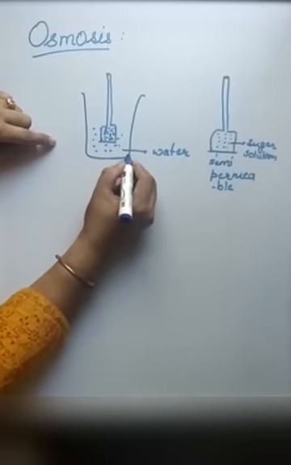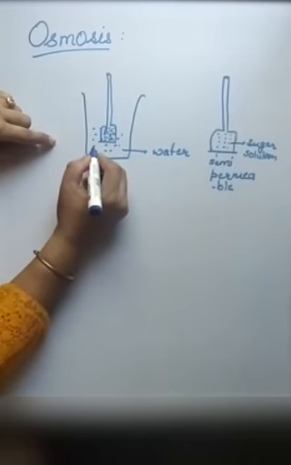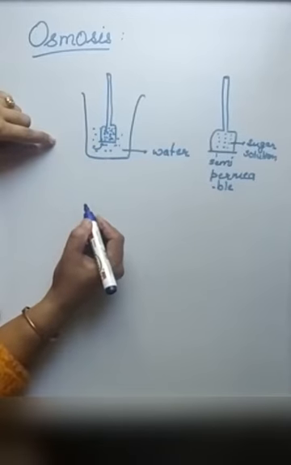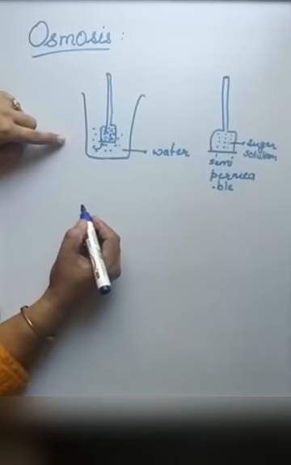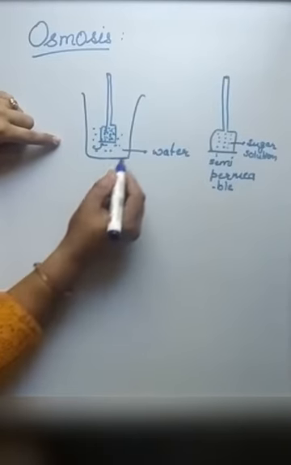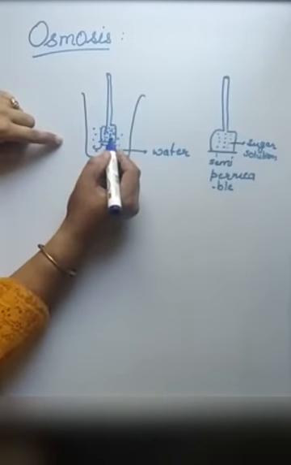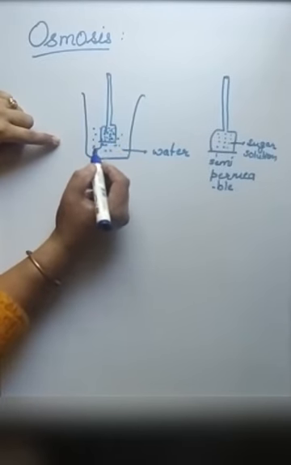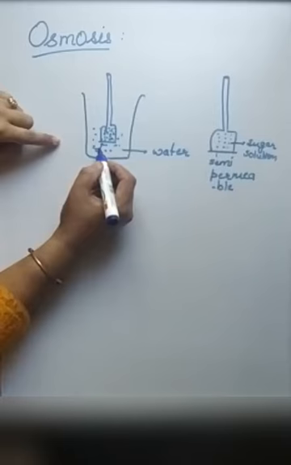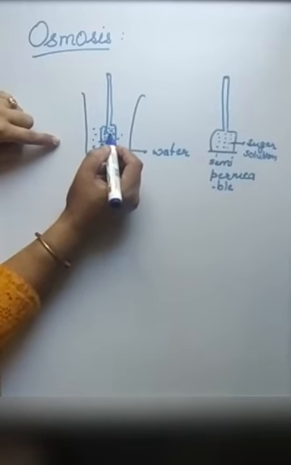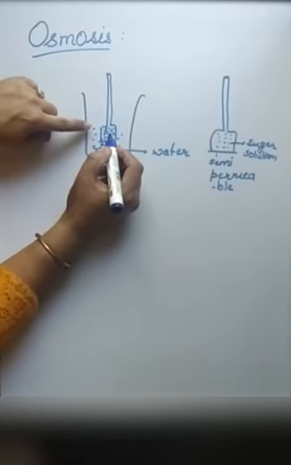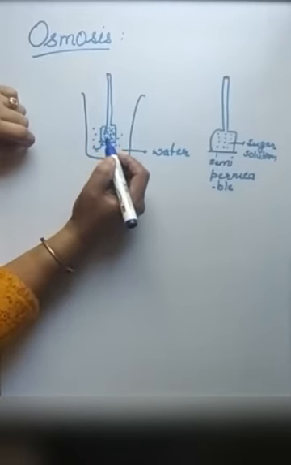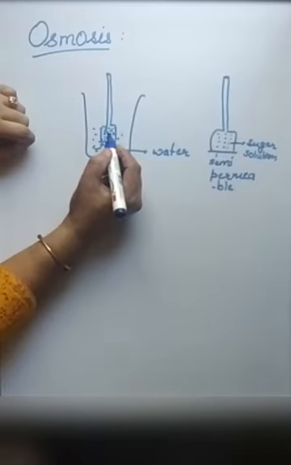Now we will find that water molecules move inside the thistle funnel through the semi-permeable membrane. This means water is a solvent. And inside the thistle funnel we had what? Sugar solution. So we will find water is moving from pure solvent to solution side through the semi-permeable membrane.